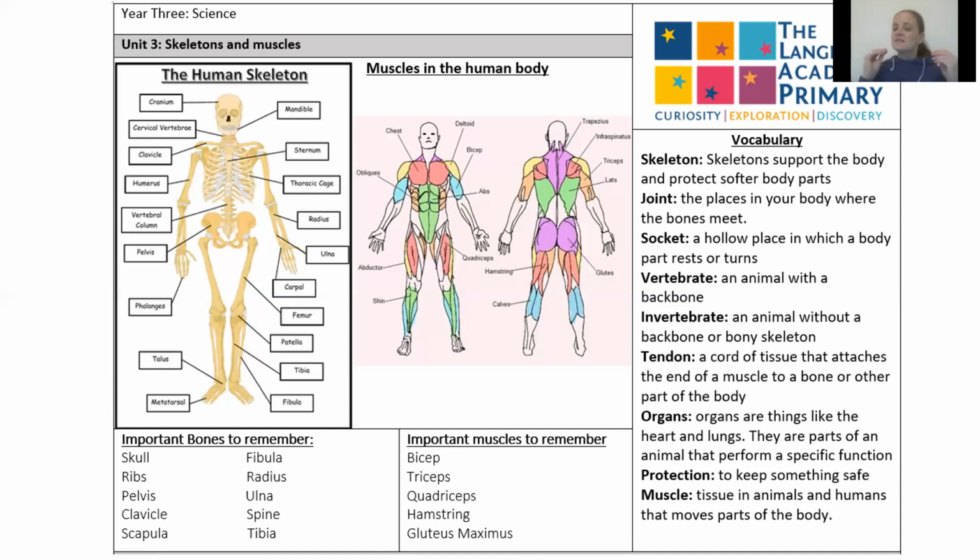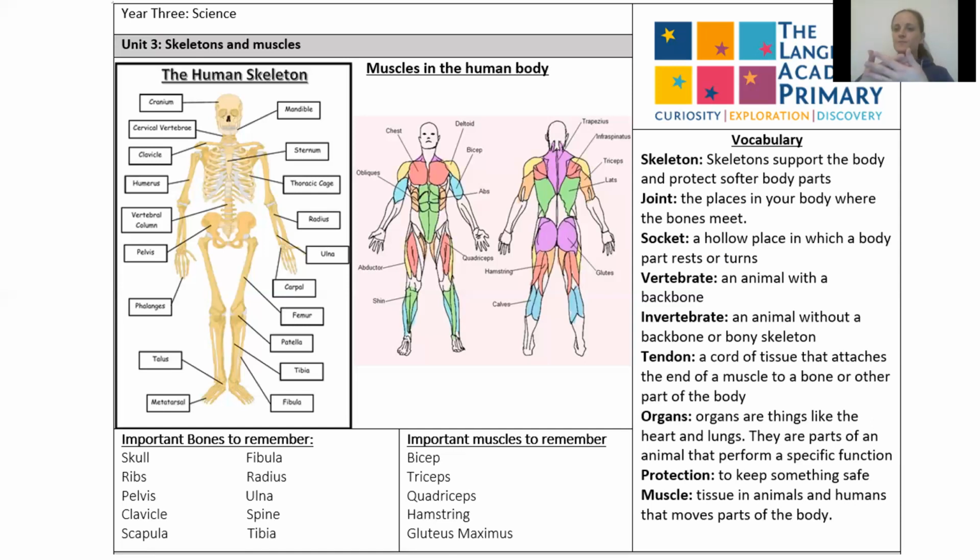Right. Some important vocabulary that you might need for this term are the following words. Skeleton. Say it with me. Skeleton. A skeleton supports the body and it protects the softer parts of the body.